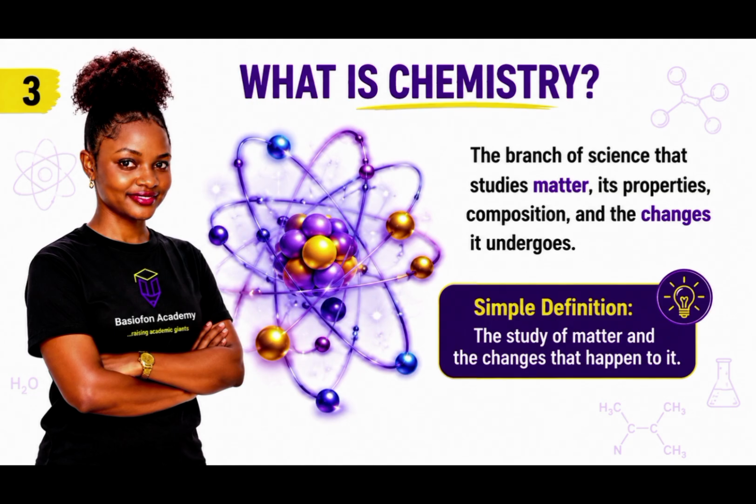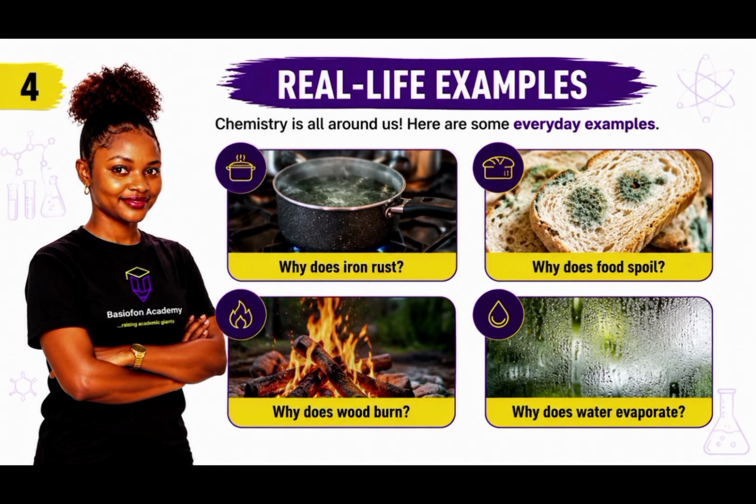So what exactly is chemistry? Simply put, chemistry is the branch of science that studies matter, its properties, its composition, and the changes it undergoes. In simpler terms, it's just the study of matter and the changes that happen to it. To understand this better, look around you. Why does iron rust? Why does food spoil if left out? Why does wood burn to ashes? And why does water evaporate when boiled? All these everyday processes are explained by chemistry.